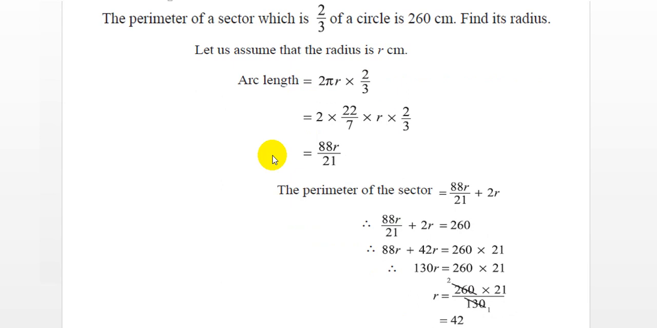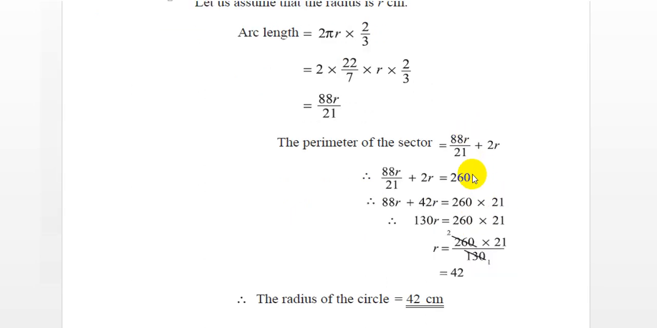So next we can move on to the perimeter of the sector. So we already know the perimeter of this particular sector of the circle is 260 centimeter. So I can write the perimeter of the sector is equal to 88r over 21, which is the arc length of this particular sector of the circle, plus 2r, which is equal to 260.